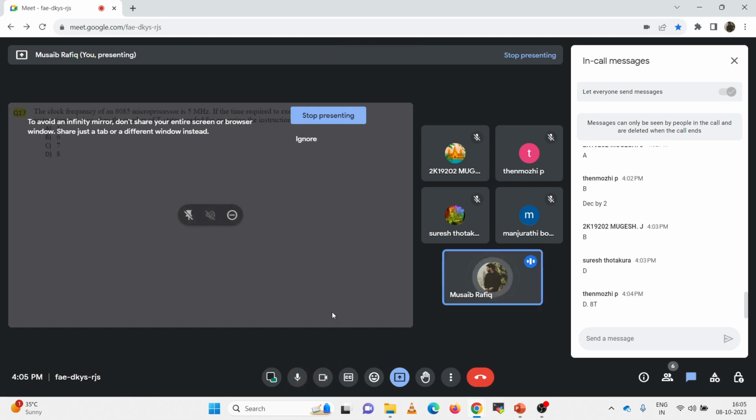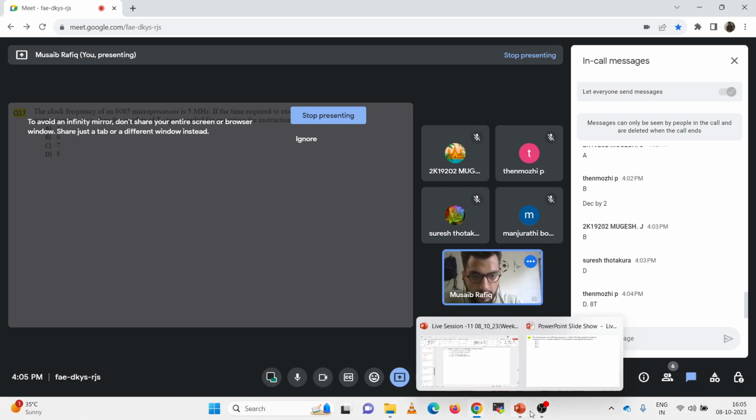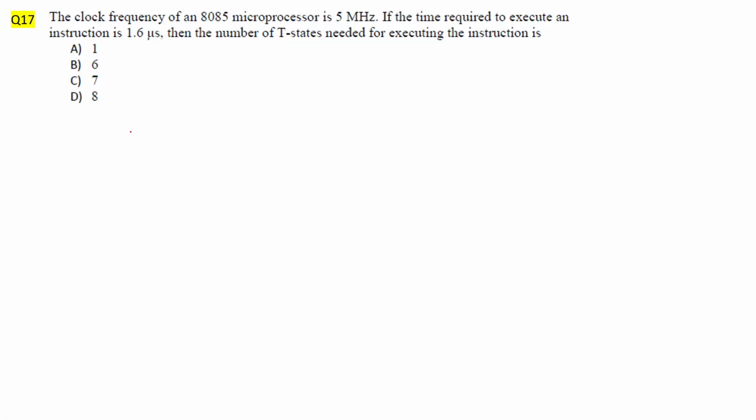So you guys have done it. A couple of students have written their answers. Now let me show the solution. It states that the clock frequency of an 8085 microprocessor is 5 megahertz. If the time required to execute an instruction is 1.6 microseconds, then the number of T states required for executing the instruction is.